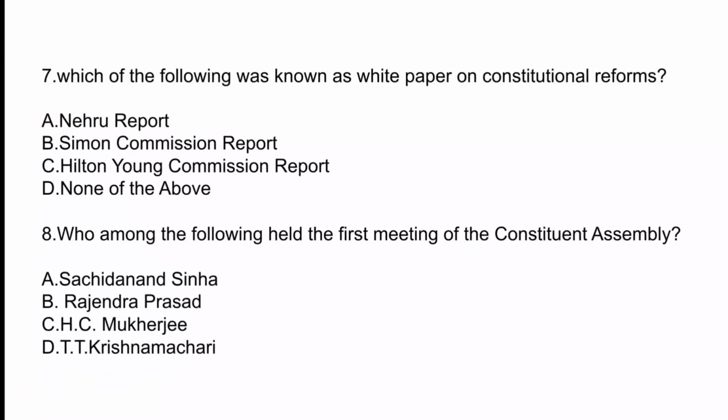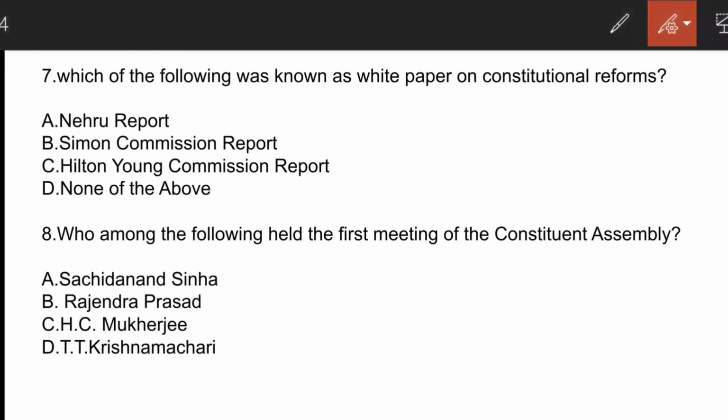Which of the following was known as White Paper on Constitutional Reform? The correct answer here is option B, that is Simon Commission Report. The Simon Commission was an all-white member committee which was strongly condemned by Gandhiji and other leaders. It came to India to review the working of the Government of India Act 1919. Moving on to the next question.